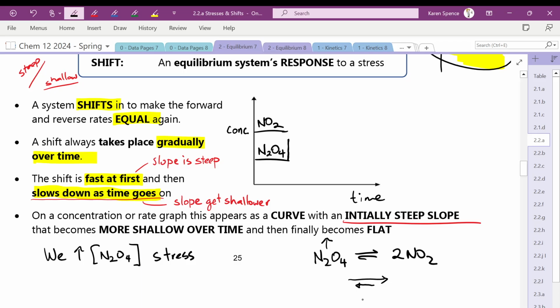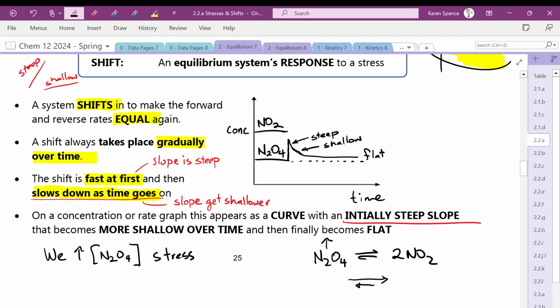So the concentration of N2O4 is now going to decrease. And when we draw our curve, remember it starts steep and it becomes more shallow. It's actually going to finish below where it started. Okay, so it starts steep, it becomes more shallow, and eventually it will flatten out. So this is steep, shallow, flat.